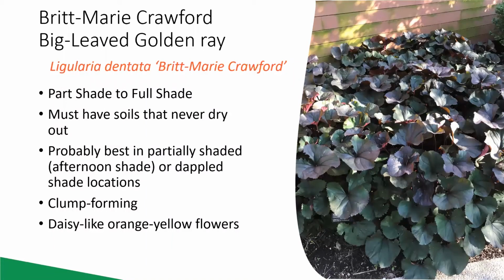Here we have the Britt-Marie Crawford, or the big-leafed goldenray. Another clump-forming herbaceous perennial. It's showy rounded clumps of glossy leaves, usually purple-black leaves that have a daisy-like orange-yellow flower. You never want to have the soils completely dry out, so provide that moisture to your big-leaved goldenray.